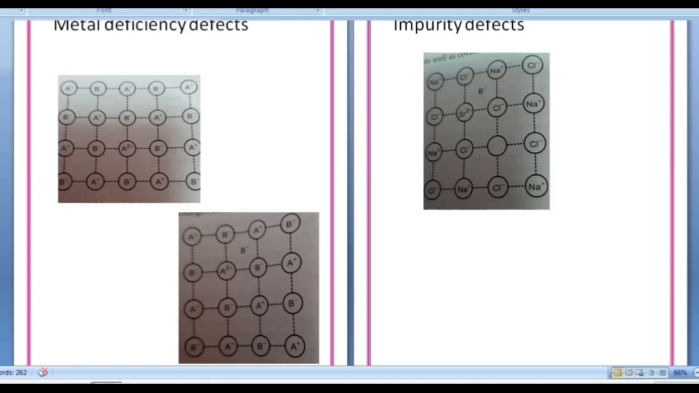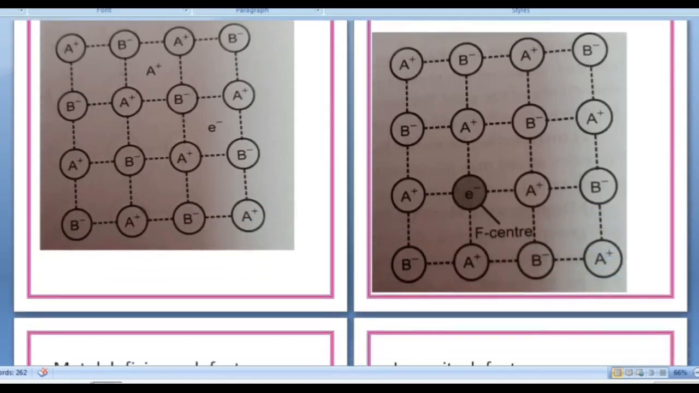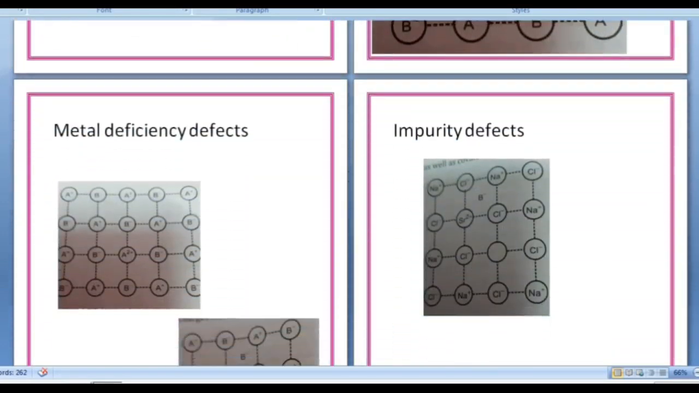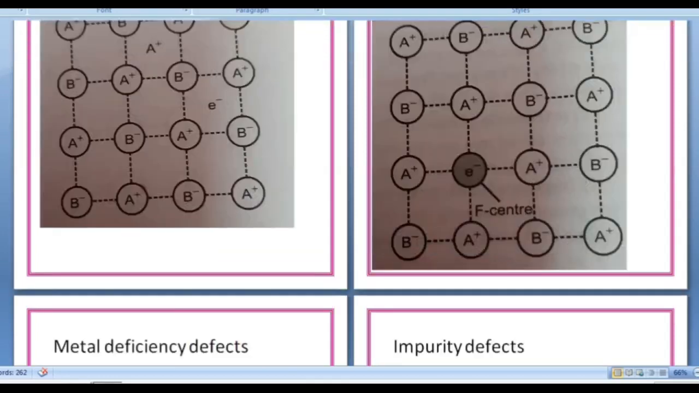Another metal deficiency defect may occur by an extra negative ion present in an interstitial position, which is balanced by a nearby metal ion acquiring two charges instead of one. If you see the figure, all the others are A+, but there is one A2+. Now to neutralize the charge of A2+, there is an extra B- present in this figure. So overall the crystal is neutral, but there is an extra anion over here to counterbalance the charge.